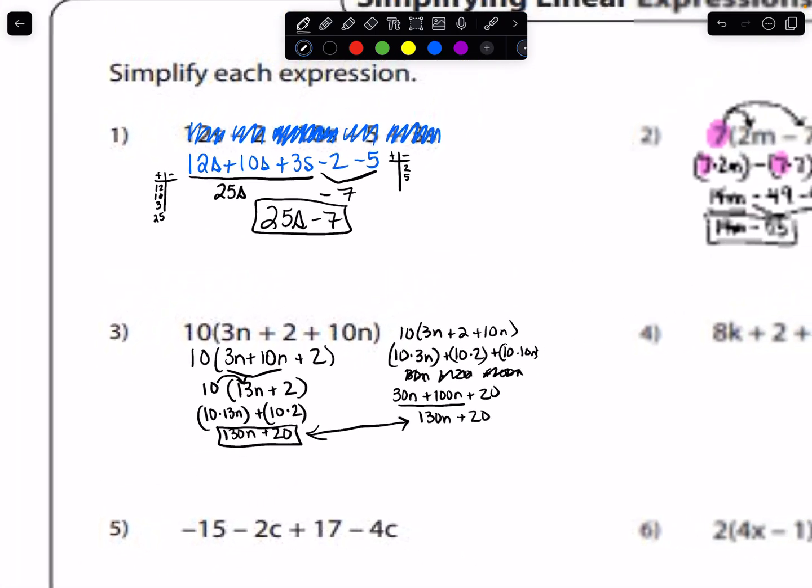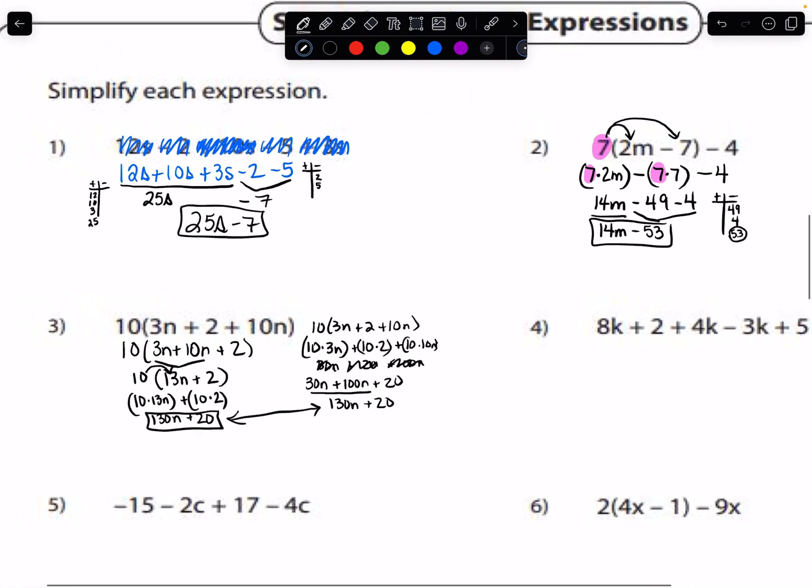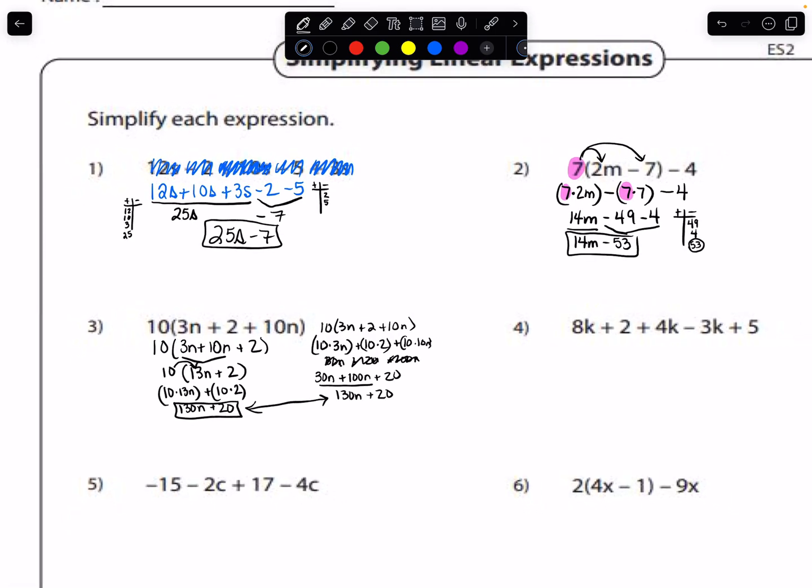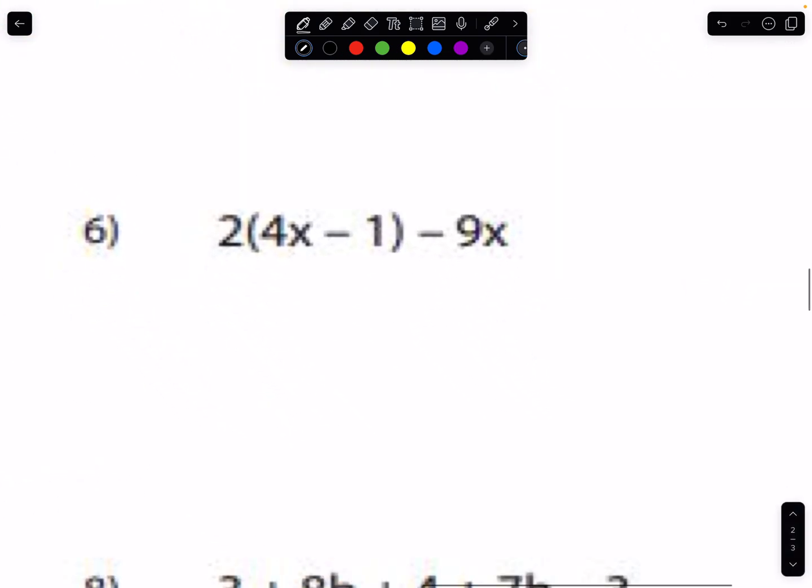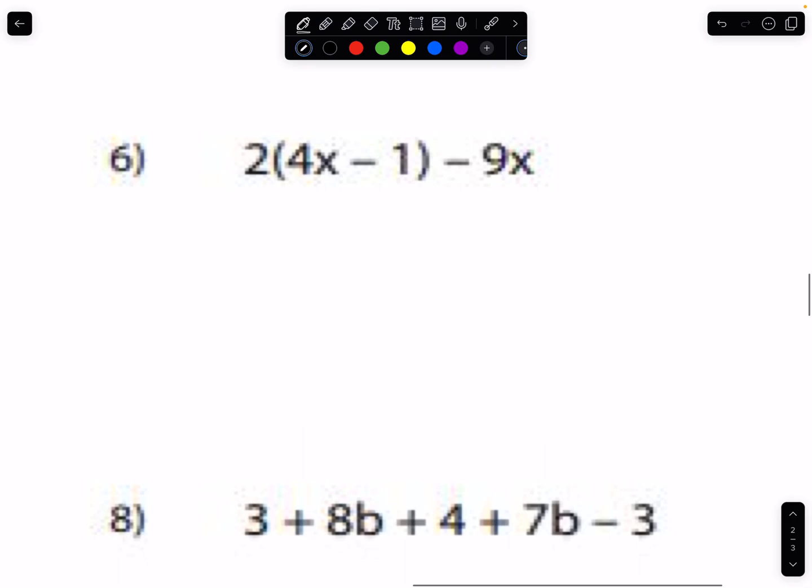Now, I have done 2 examples utilizing the distributive method. So I'm going to have you guys now push pause. Well, you're going to go to number 6. You're going to attempt it on your own. And then you're going to come back here and see if you got it right.